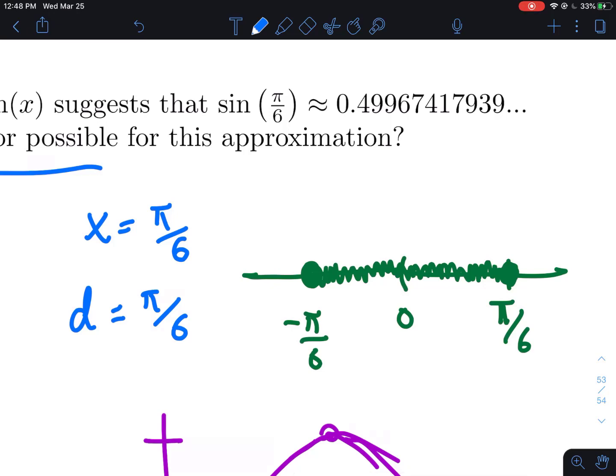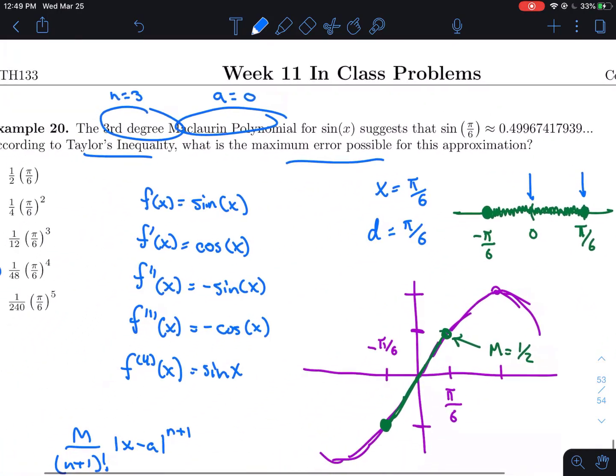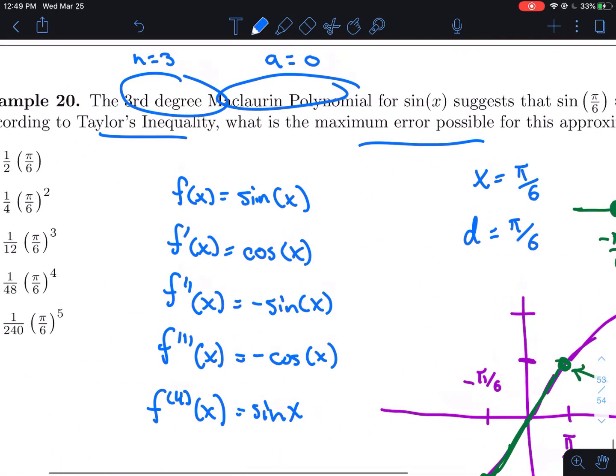And so if I want to include pi over 6 in my interval, and we're centered about 0, then it would make sense that I need to be able to step away a distance of pi over 6 from my center. So d should be equal to pi over 6 in this case. And now finally, the most complicated bit, this M value. For the M value, we need to take n plus 1 derivatives. My n is 3, so I need to take 4 derivatives. So here's the first derivative of sine, the second derivative, the third derivative, and the fourth derivative.